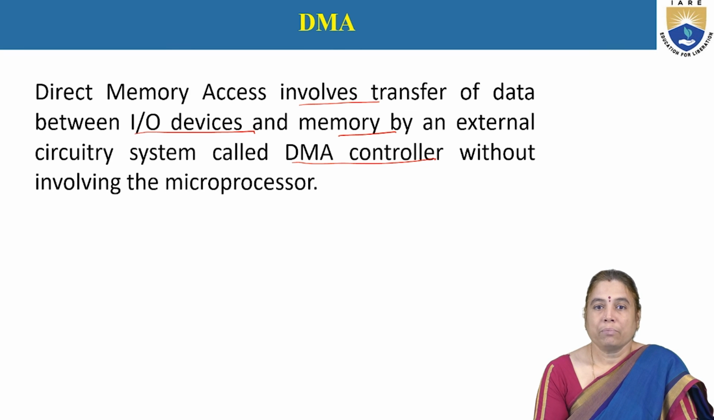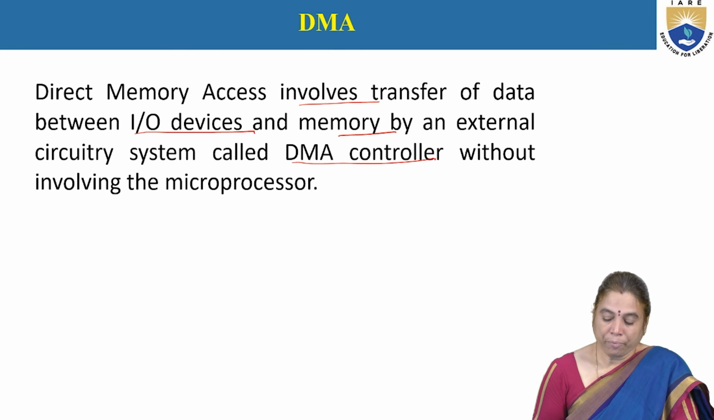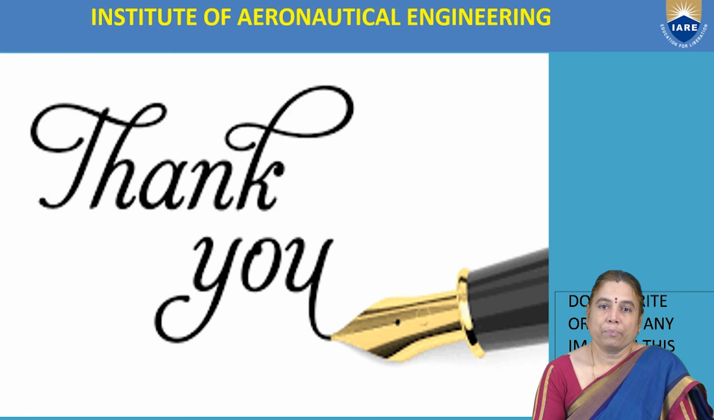So the major modes of data transfer are: one, programmed I/O; second, interrupt initiated I/O; third, DMA. We saw how programmed I/O works and how interrupt initiated I/O works. In case of multiple interrupts, priority can be checked with the help of software by using the polling method, and with the help of hardware by using daisy chaining.